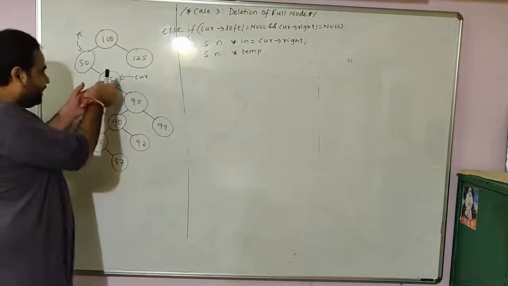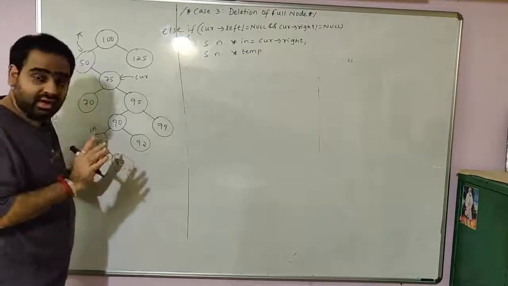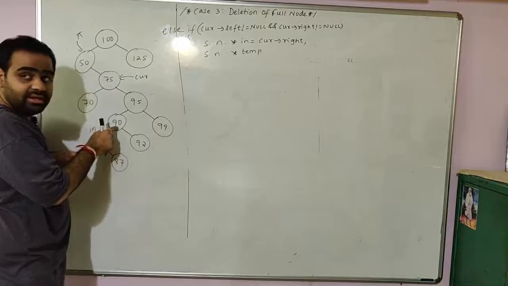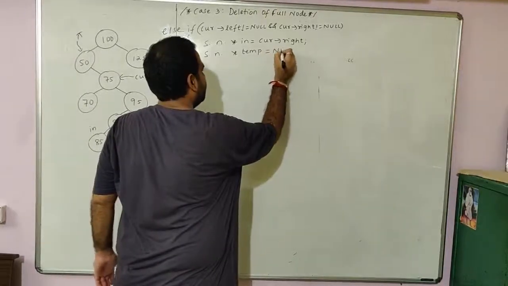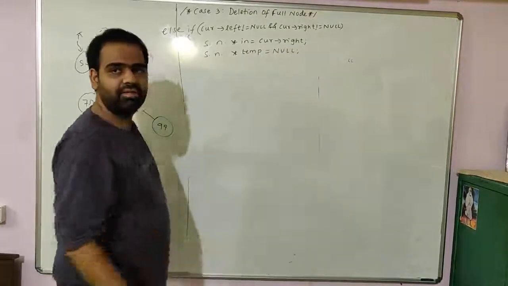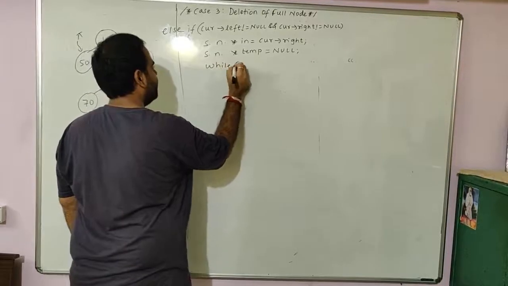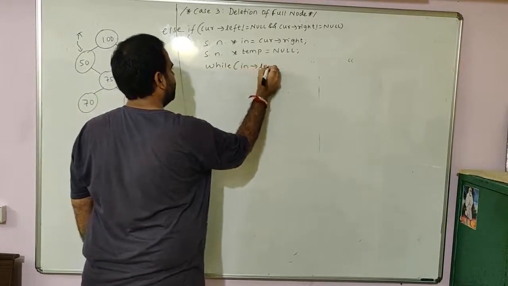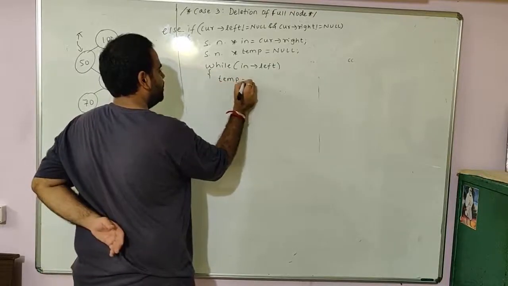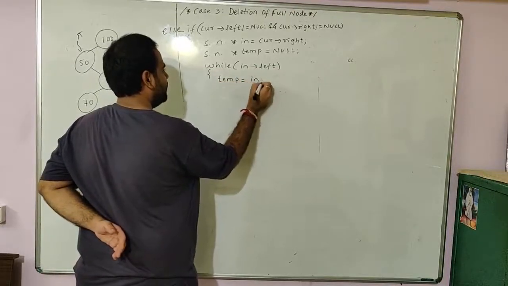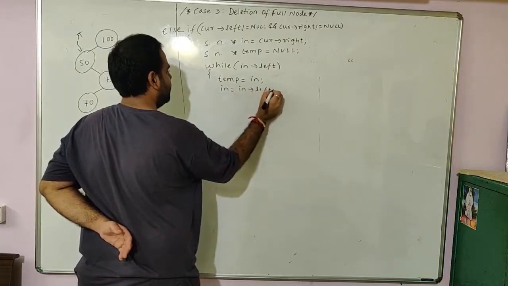Why do I need it? Because if I take 85 to the 75 position, the left child of 90 should be 87. And why only for 90? Because it is the parent of 85. And initially, what do we say? We say temp is equal to null. Temp is nothing but the parent of the in-order successor. And what do we write? We say while in-order arrow left is not equal to null, the parent should go along with the in-order successor: temp is equal to in-order successor, in-order equal to in-order arrow left.